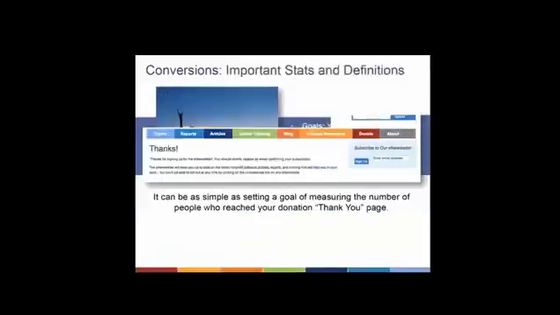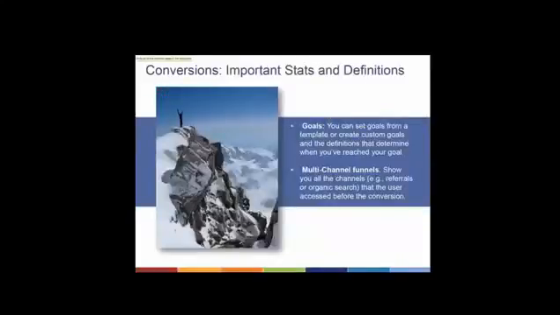Move us right along here. So let's talk about conversions some more. There are two main types of conversions. There are goals, which is just saying the number of people who have done something, like download a document, reached a certain page, scrolled a certain percentage of a page. We can set any of those single actions as a goal.